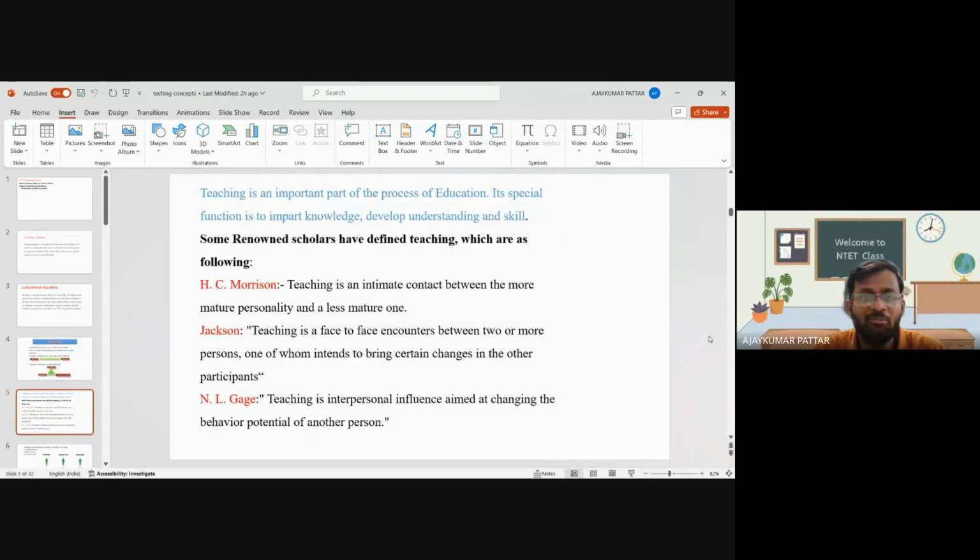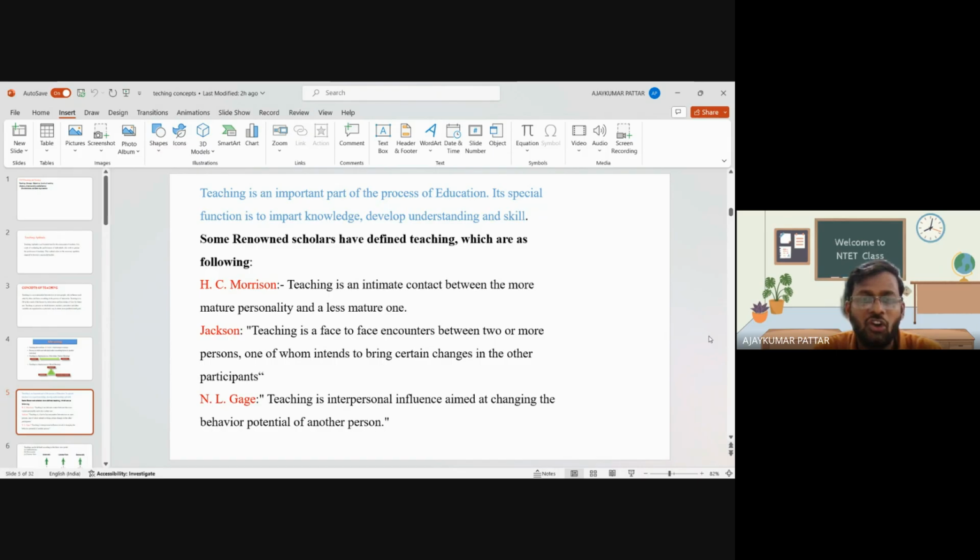So teaching is an important part of the process of education. Its special function is to impart knowledge, develop understanding and skill. So we will talk about education. Education is a system, and teaching is a part of it. It is a process. Without teaching, education will not happen. It has special functions: it imparts knowledge, and it develops understanding and certain skills in the learners. So this is teaching.